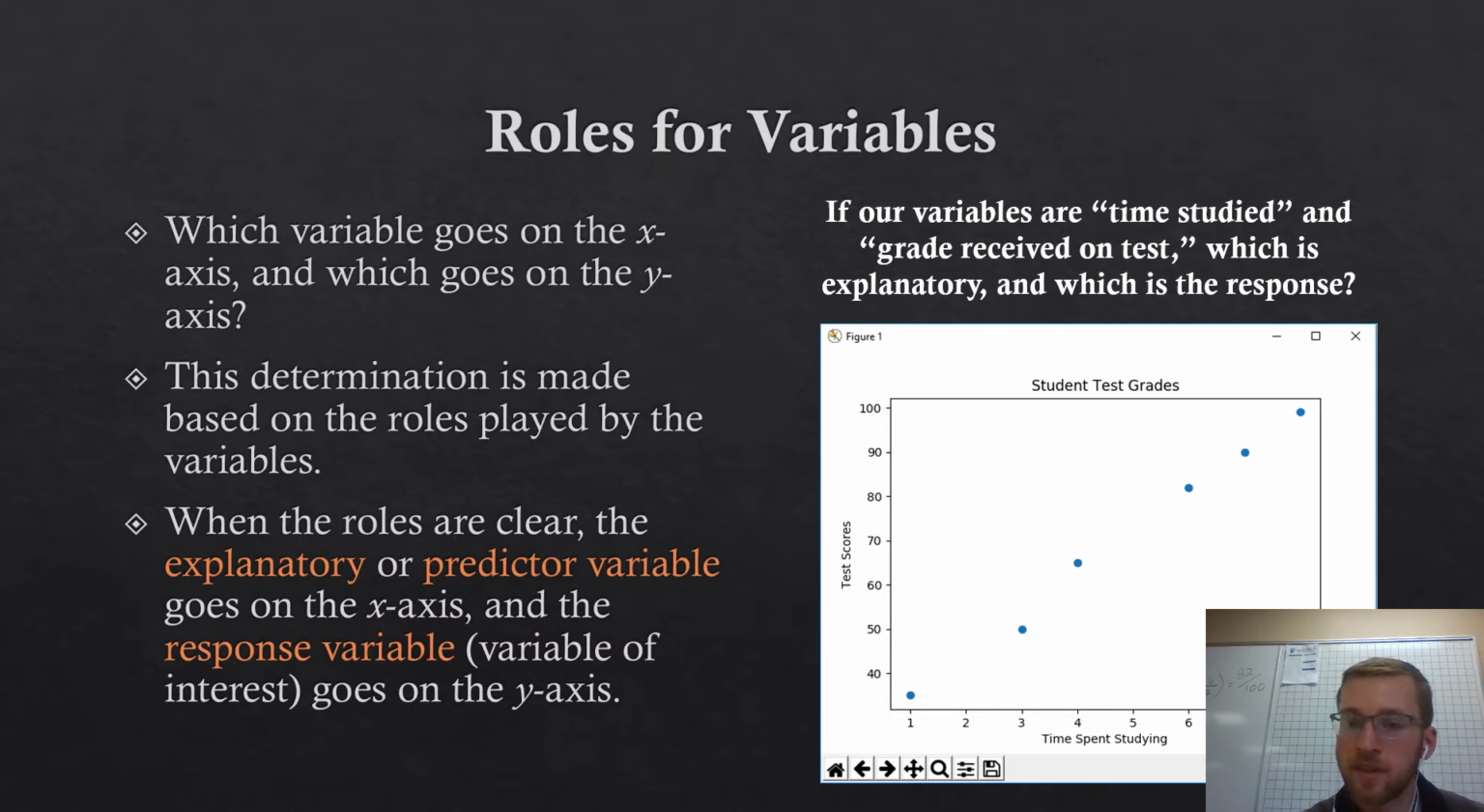Well, in this case, time spent studying probably does a better job of explaining your test score than the other way around. And that's why I've got time spent studying on our x-axis, because that would explain or help predict what the test score is going to be, which is our y variable. So ask yourself, what variable best determines the outcome of the other one? And the one that determines the outcome is going to be on our x-axis, whereas on the y-axis, that's going to be our response variable.